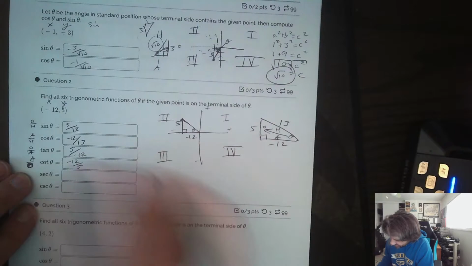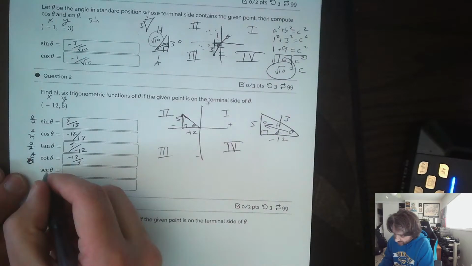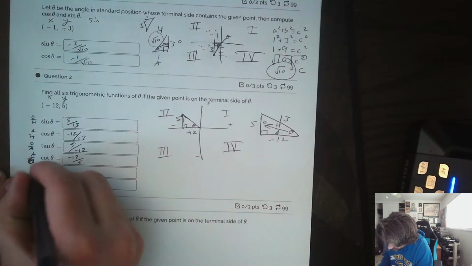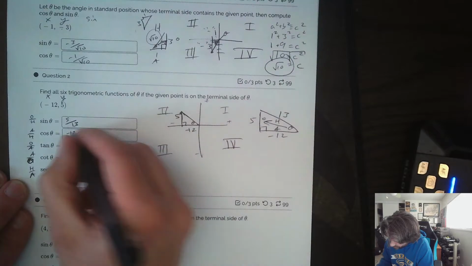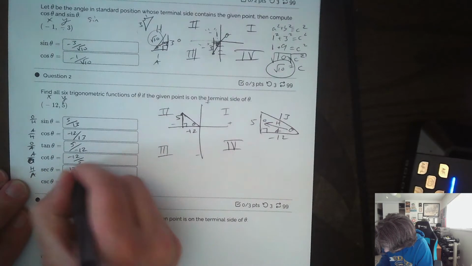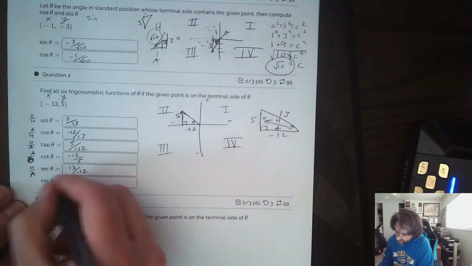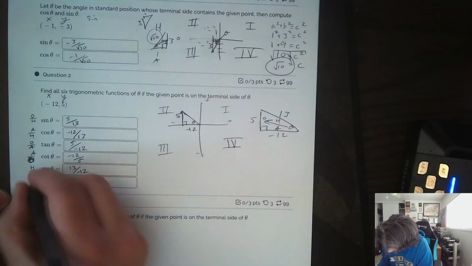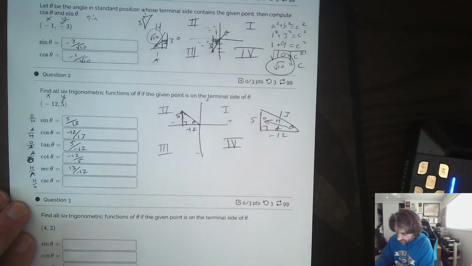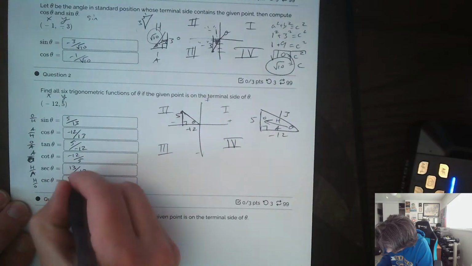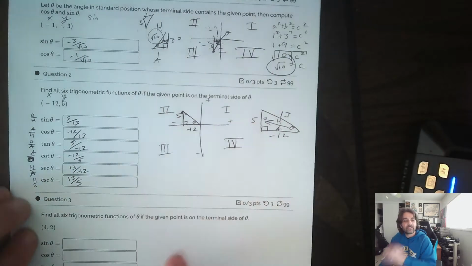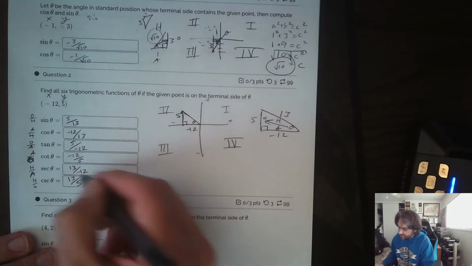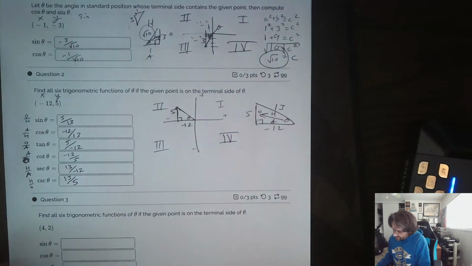That's it. Secant is the reciprocal of cosine. The cosine was adjacent over hypotenuse, so we're going to say hypotenuse over adjacent. So instead of saying negative 12 over 13, we'll just flip that upside down: 13 over negative 12. And then cosecant is the reciprocal of sine. Sine's opposite over hypotenuse, so hypotenuse over opposite. Instead of 5 over 13, that'll be 13 over 5. Cool. Got all of our negatives correct.